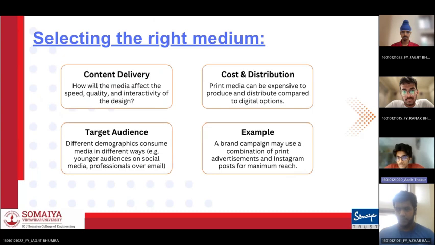So now we have the option to choose the right medium. We have content delivery: how will the media affect the speed, quality, and interactivity of the design. We have the cost and distribution problem to tackle, where print media is expensive to produce and distribute compared to digital options. Then we have to look after and cater to the target audience. Different demographics consume media in different ways: younger audiences on social media, professionals over emails, and so on. For example, we can use a brand campaign, a combination of print advertisements and Instagram posts, for maximum reach.